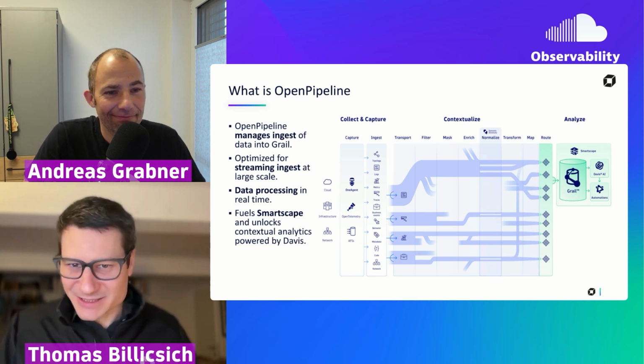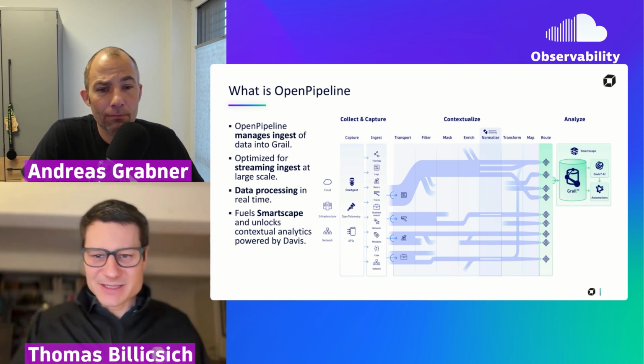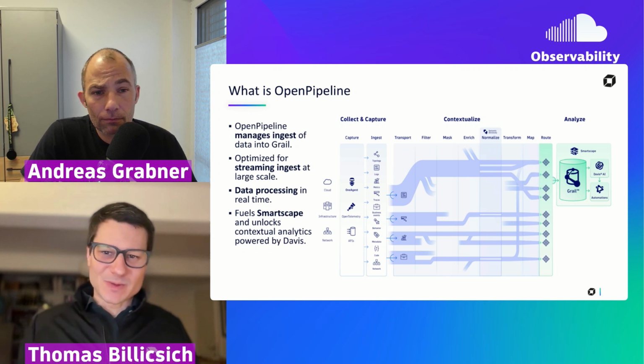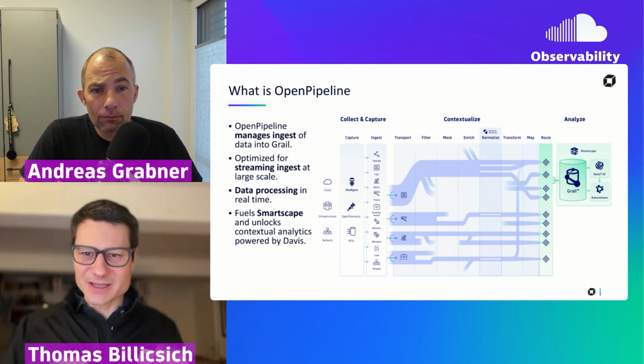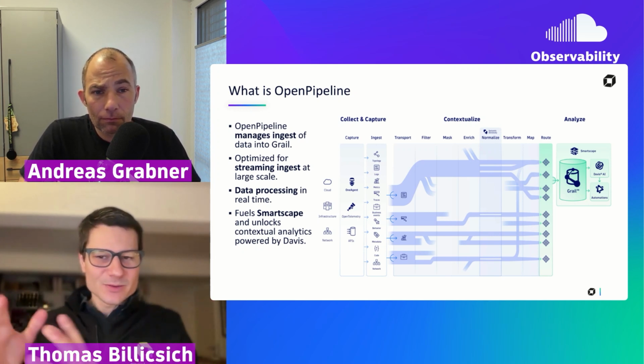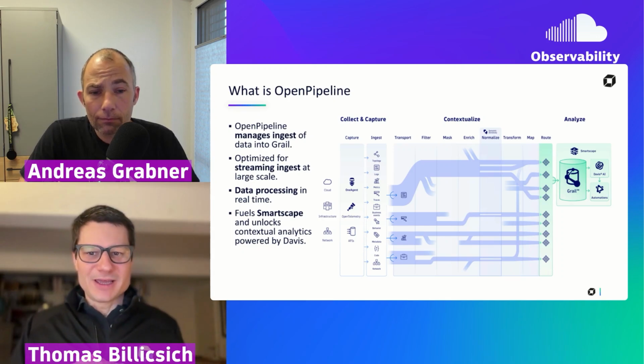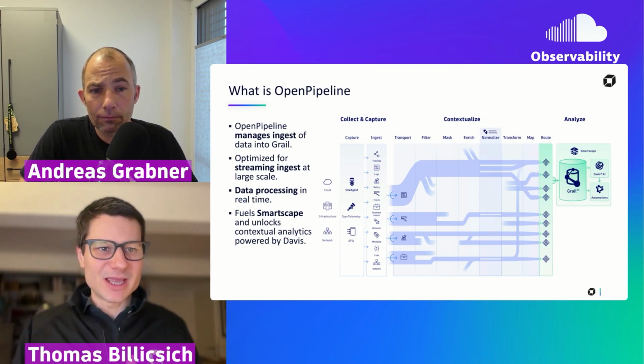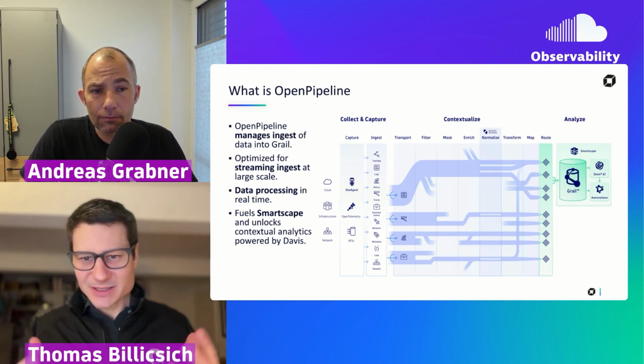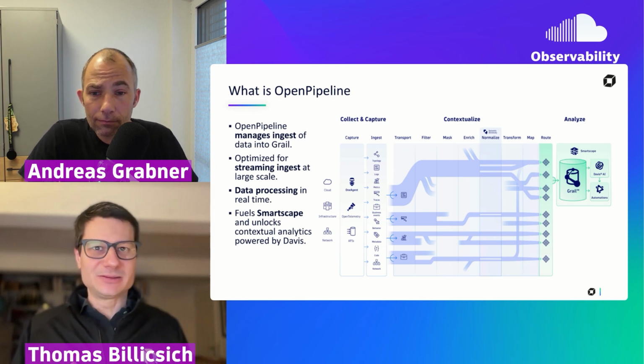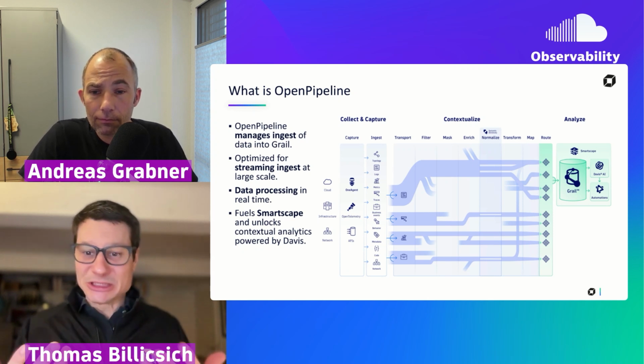Perfect. So let's get started. Now, OpenPipeline is the ingest for the Dynatrace platform, the ingest for Grail. So all the data that you see in Grail went through OpenPipeline before, and it gives you as a customer the ability to manipulate the data in almost any way that you need.